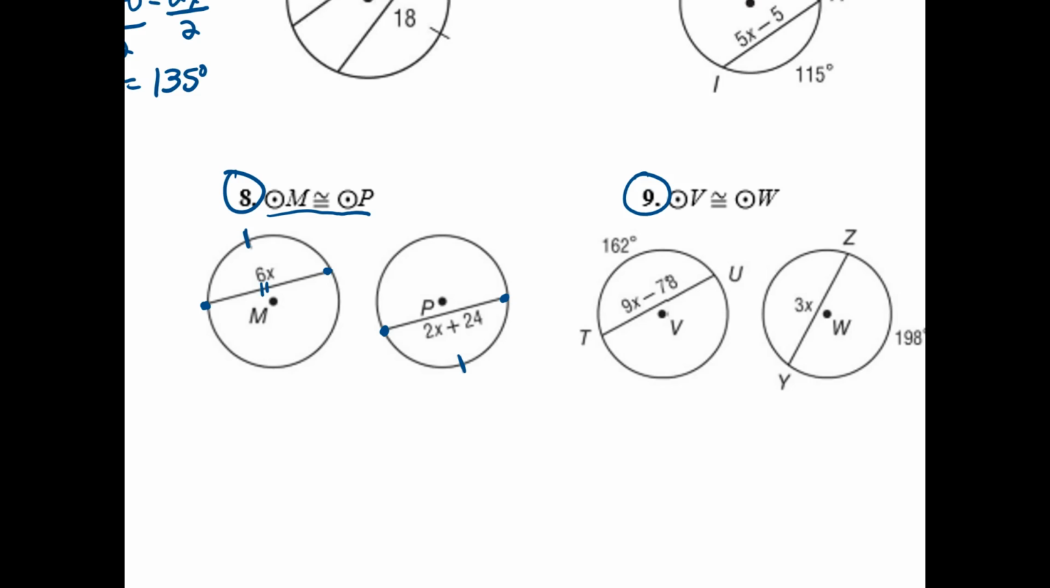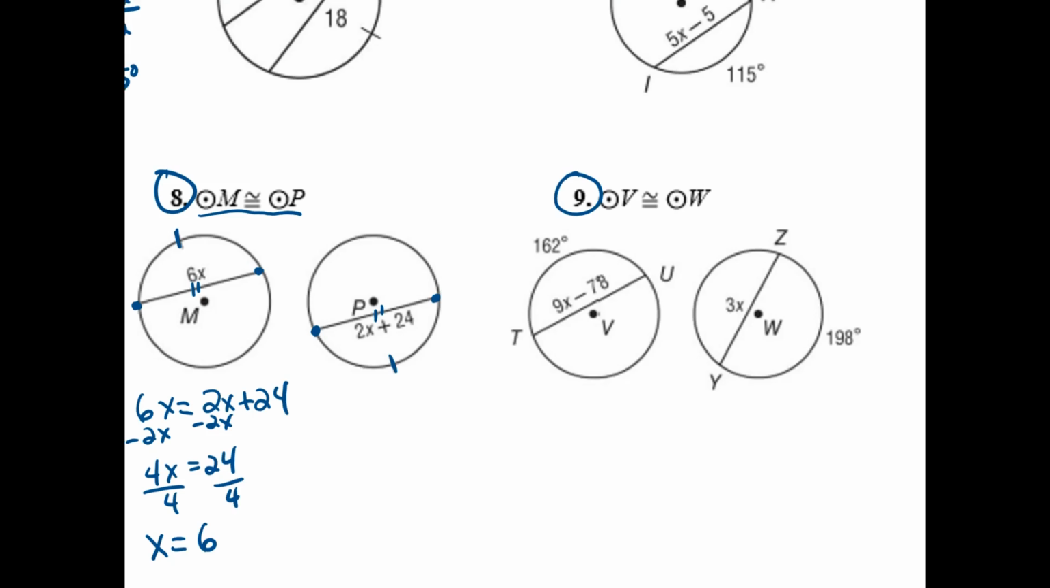So 6x, which is the chord from circle M, is congruent to 2x plus 24. Then I can solve for x using my algebra skills, and I end up with 4x is equal to 24, and I can divide both sides by 4 and get x is equal to 6. Let's move on to number 9.